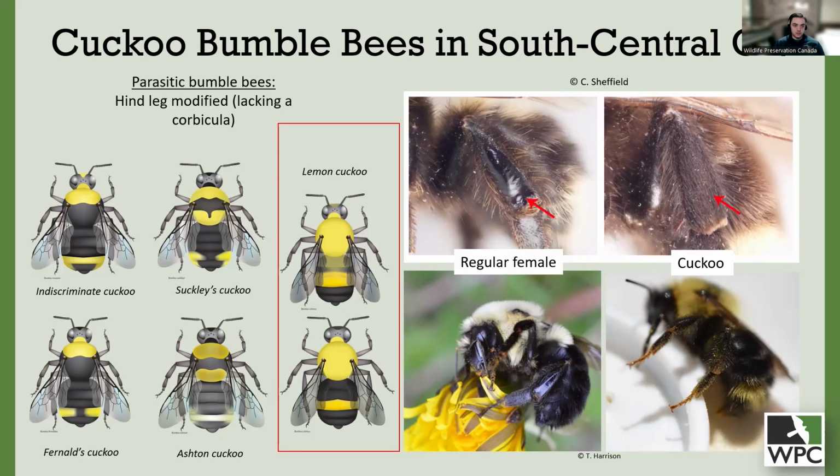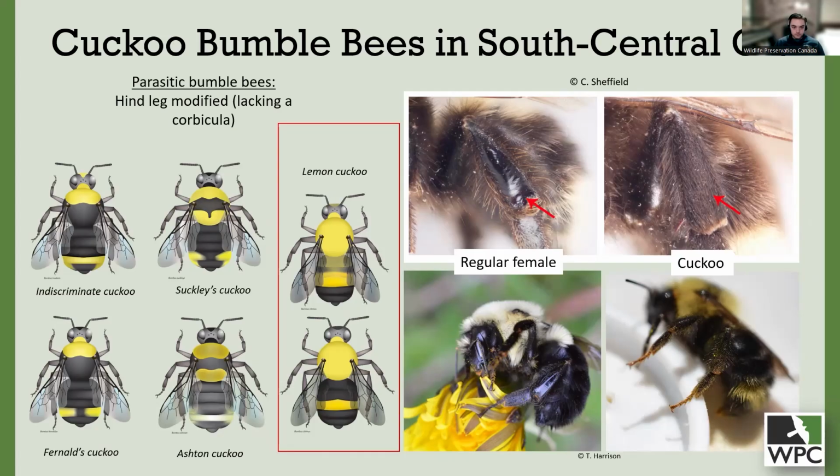With the absence of pollen, we see the pollen basket itself is hairless and kind of reflective, indicating the presence of the corbicula, or the pollen basket. Conversely, when we look at the hind leg of a cuckoo female bumblebee, it looks more like what we would expect a male bumblebee's leg to look like. It's missing that triangular shape. It's missing that reflective sheen, and instead it's just kind of rounded and hairy.